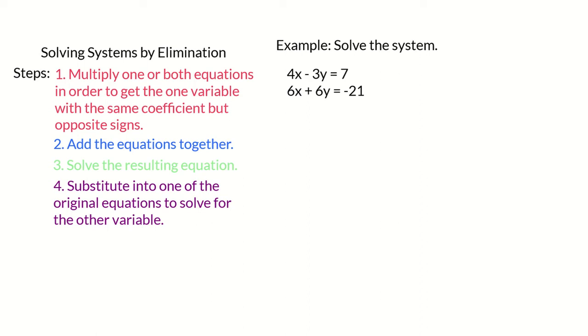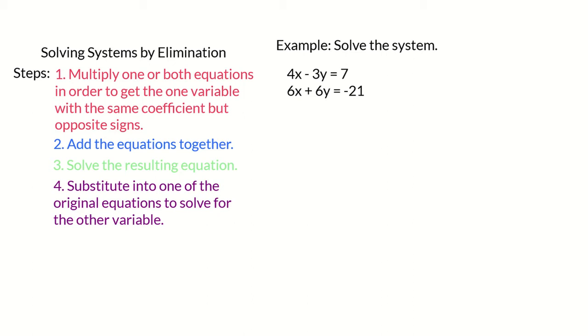The goal of solving a system by elimination is to try to eliminate one of the variables from the equations. And to do that, we first want to multiply one or both of the equations to get one of the variables to have the same coefficient with opposite signs.